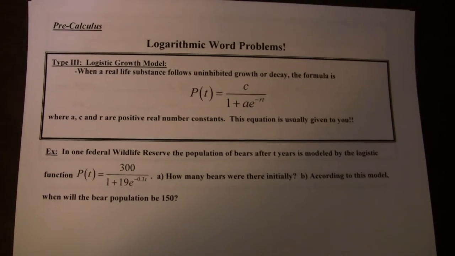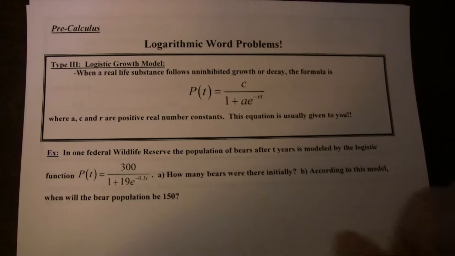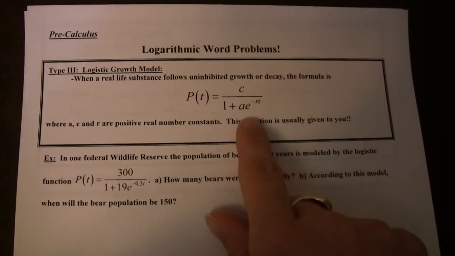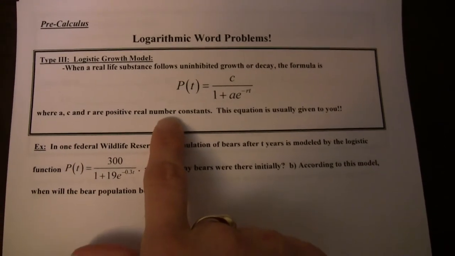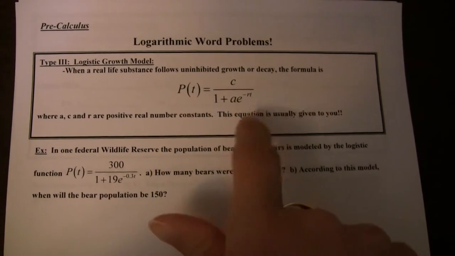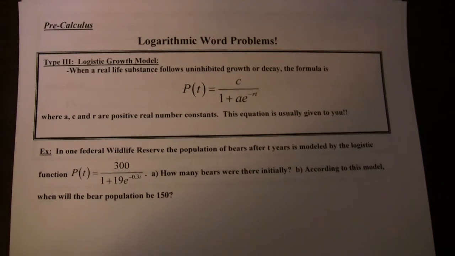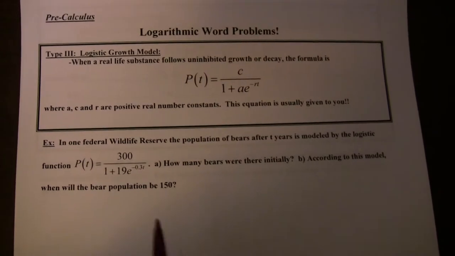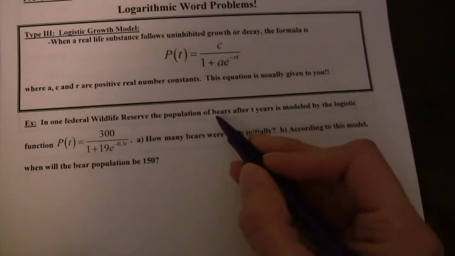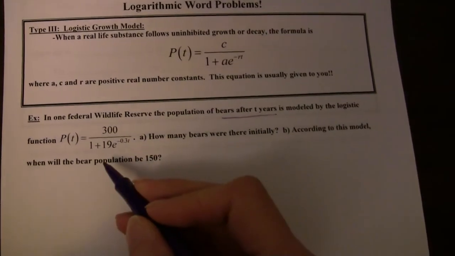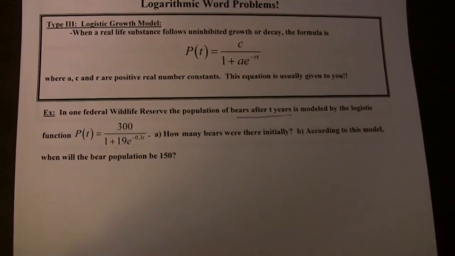The great thing about word problem type 3 is that they've studied some sort of life event, and there are going to be all these variables that they have to find, positive real constants from life. These constants are given to you in the equation, so there is no equation that you have to memorize. For example, it says here that the wildlife reserve population of bears after t years has this model, and here's all the information, all the constants that they've already calculated.